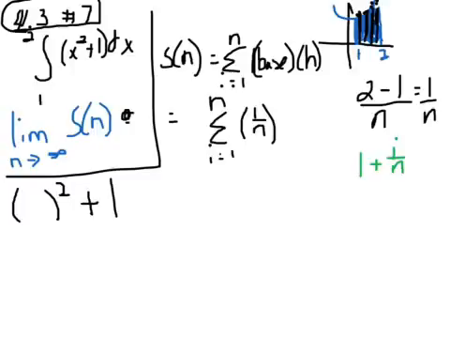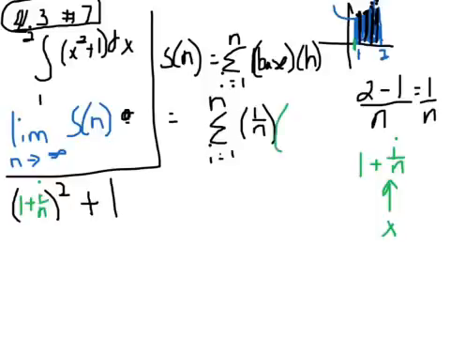What's different here is instead of just saying i over n, I have to say it's 1 plus i over n, because if you look up here, I'm starting at 1. So this is basically the x I'm going to plug into the function value. So I've got to come over here. This is 1 plus i over n, squared plus 1.